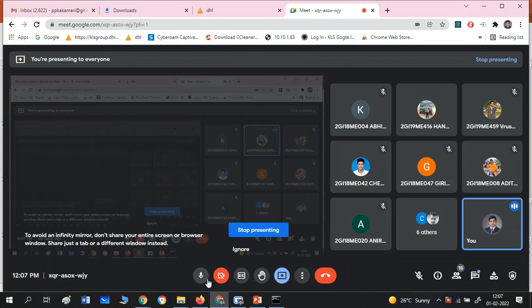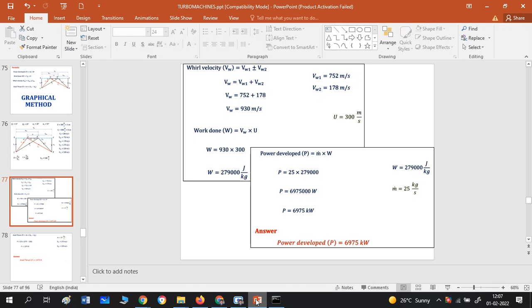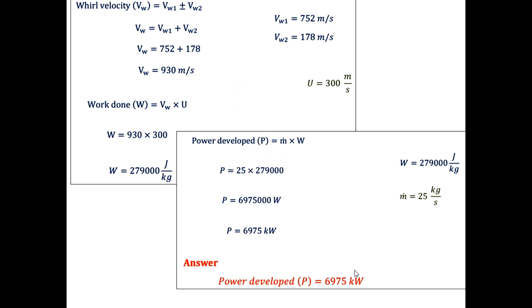See, finding the power, all of you already know what is to be done. So any doubts in this power and work done equation and values?